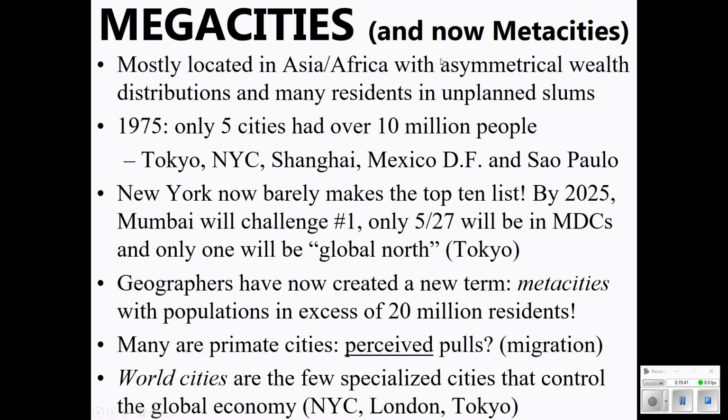Remember the rule about the megacities, they got to be 10 million or more. Today, there are now metacities that are 20 million or more, because really what's happened, we've gone from only 5 cities over 10 million in 1975 to today, where we now have 27, and they're expecting that we could have as many as 30 to 35 mega and metacities by the mid-century.